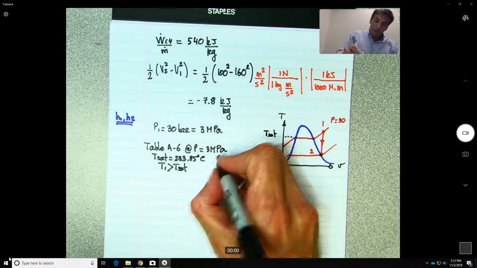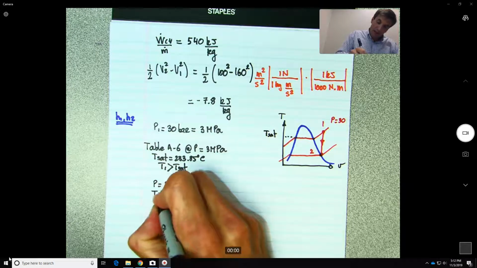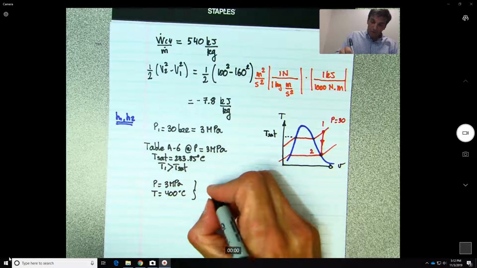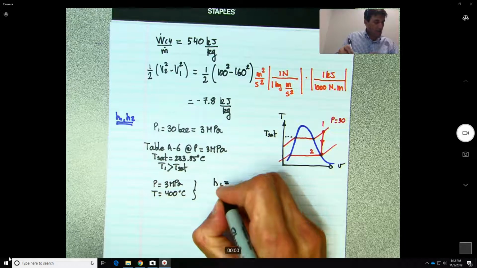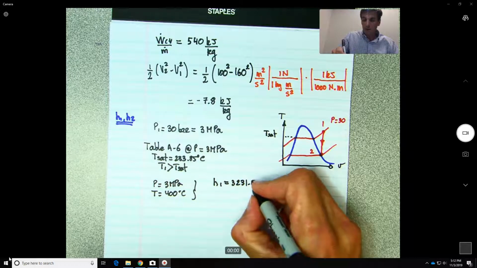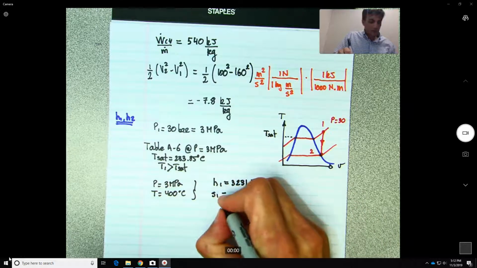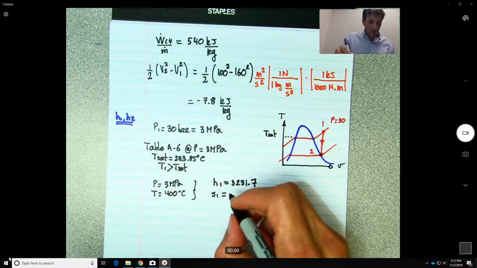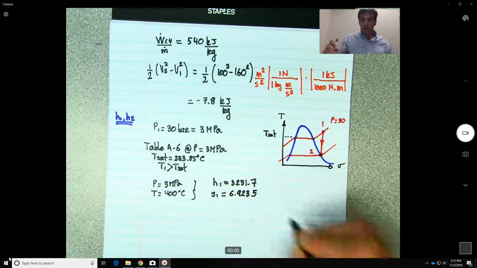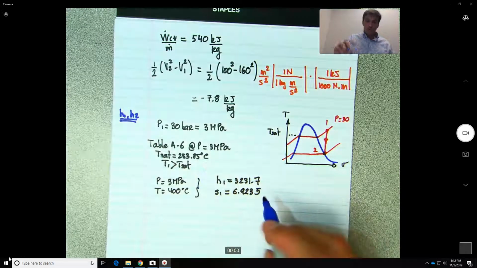So at P equal 3 megapascals and T equal 400 degrees Celsius, what do we get? We get that H1 is equal to 3,231.7, and that S1 is equal to 6.9235. Okay, now for H, so this is for H1.